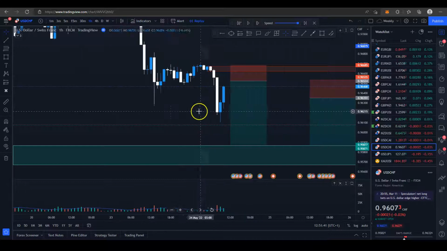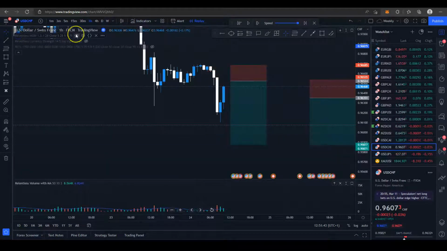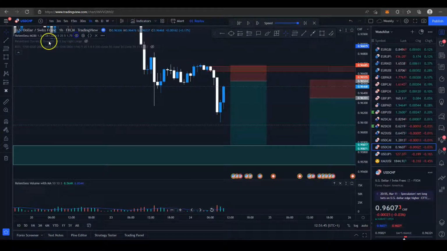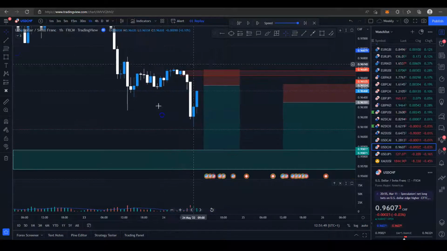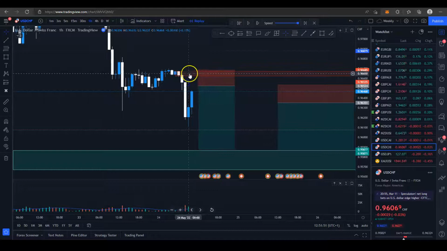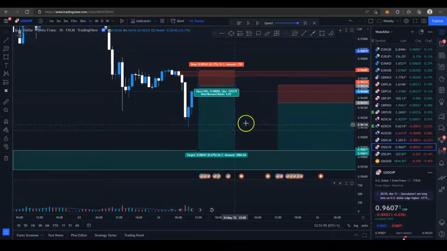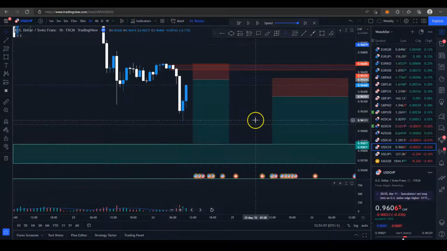What else the indicator does, if I just turn the indicator off, you'll see those lines disappear. Now I've got this green area and I've also got this red area. So what I'm looking for is some reaction here to show me, yes, we could continue down from here, and we're going to target this area down the bottom.